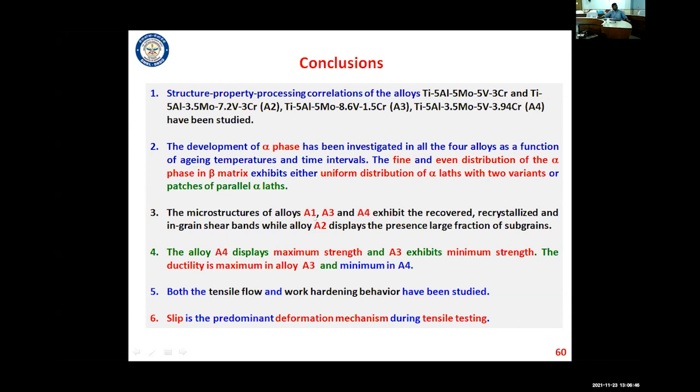The microstructure of alloys A1, A3, and A4 exhibits recovered, recrystallized and in-grain shear bands, and A2 displays only the presence of a large fraction of subgrains. A4 displays maximum strength, and A3 exhibits the minimum strength. The ductility is maximum in A3 and minimum in A4. So both the tensile flow and work hardening behavior have been studied, and slip is the predominant deformation mechanism during the tensile testing of all four beta titanium alloys.